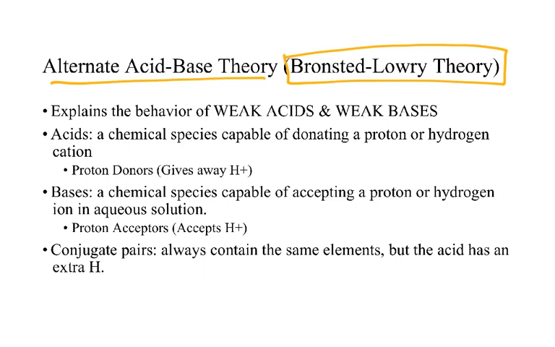So now we're going to talk about the Bronsted-Lowry theory. This explains the behavior of weak acids and weak bases. According to the Bronsted-Lowry theory, an acid is defined as a chemical species capable of donating a proton or a hydrogen cation. Remember, cations are positive. So with an acid, it's giving that away, right?